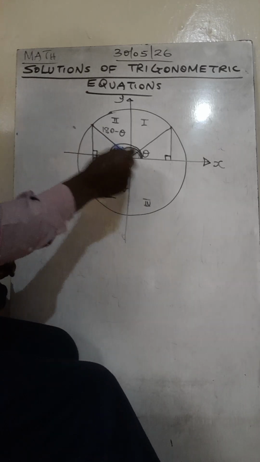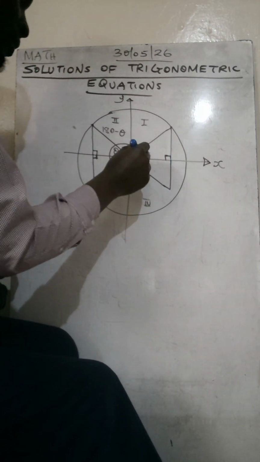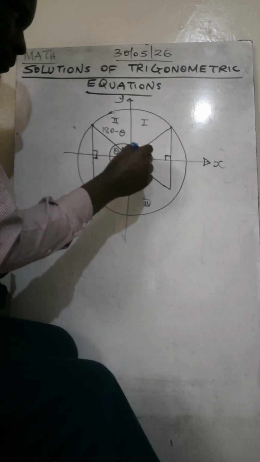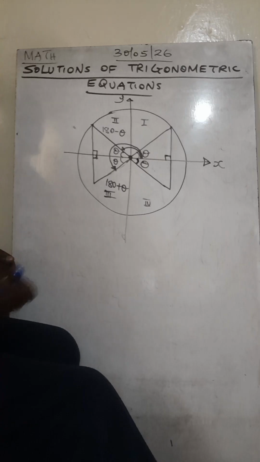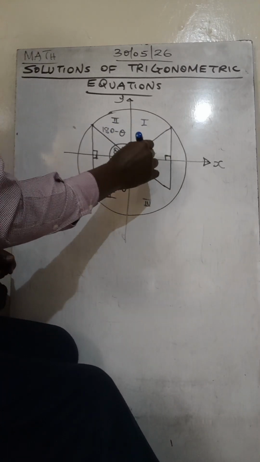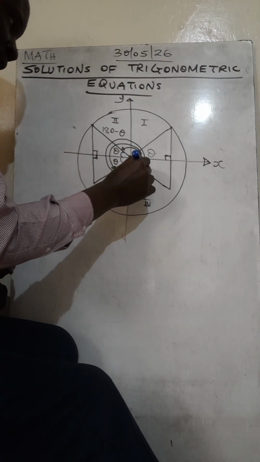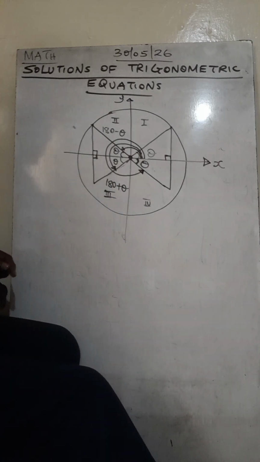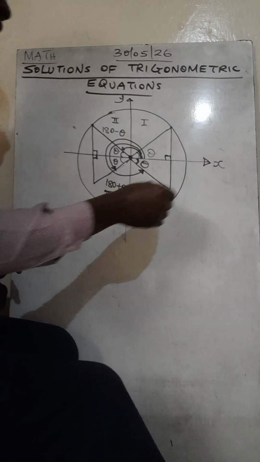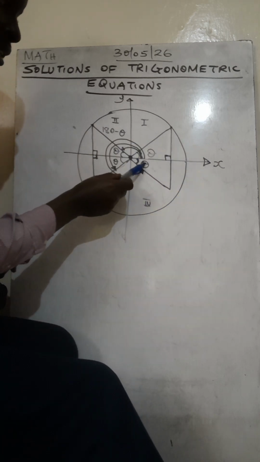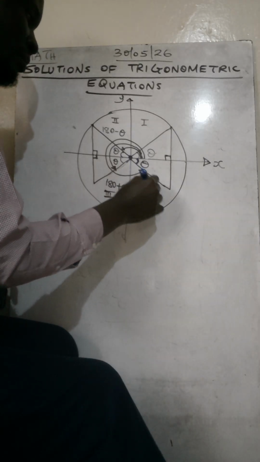Then lastly, in the fourth quadrant, if we draw the same right-angled triangle, we bring the same theta here. The value of the angle is going to be this angle here, up to that point. So that means the entire revolution, which is 360 minus theta, the remaining space. So 360 minus theta.